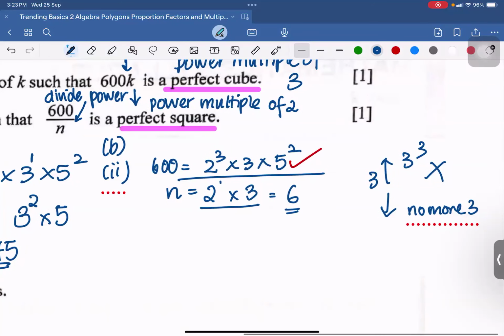Okay, anyone need me to repeat this portion? Do you understand? Okay, those who are okay with this, you give me a signal, then I continue.